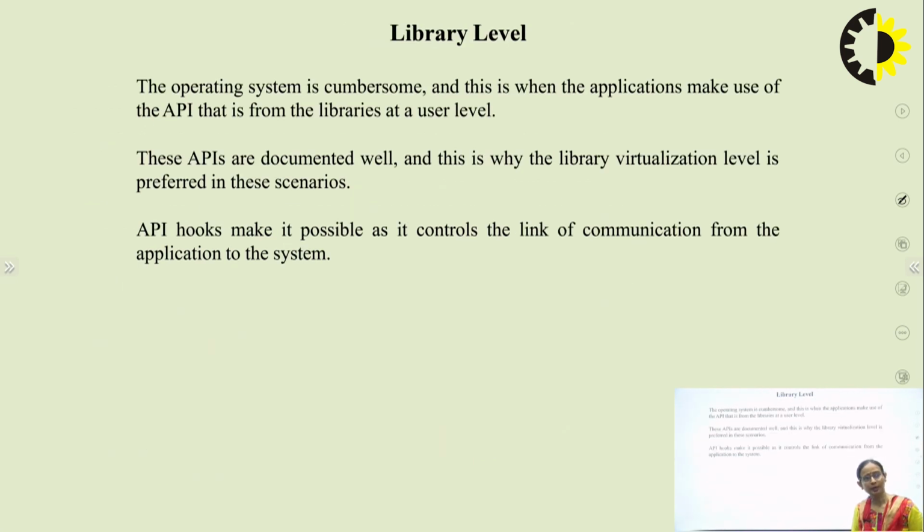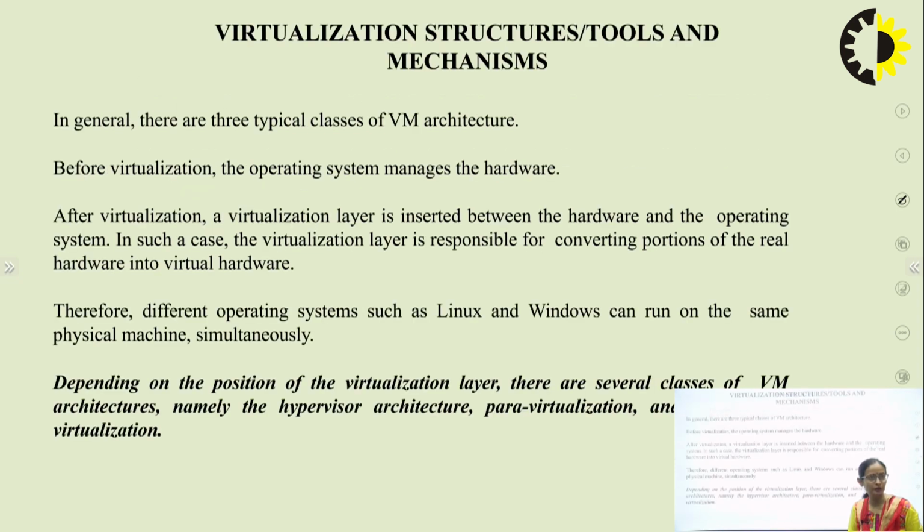When we talk about library level virtualization, the OS, as we said, is quite complex. This is when the applications make use of the APIs from the libraries. These APIs are documented well, and this is why library virtualization is preferred in these scenarios. API hooks make it possible as they control the link of communication from the application to the system.